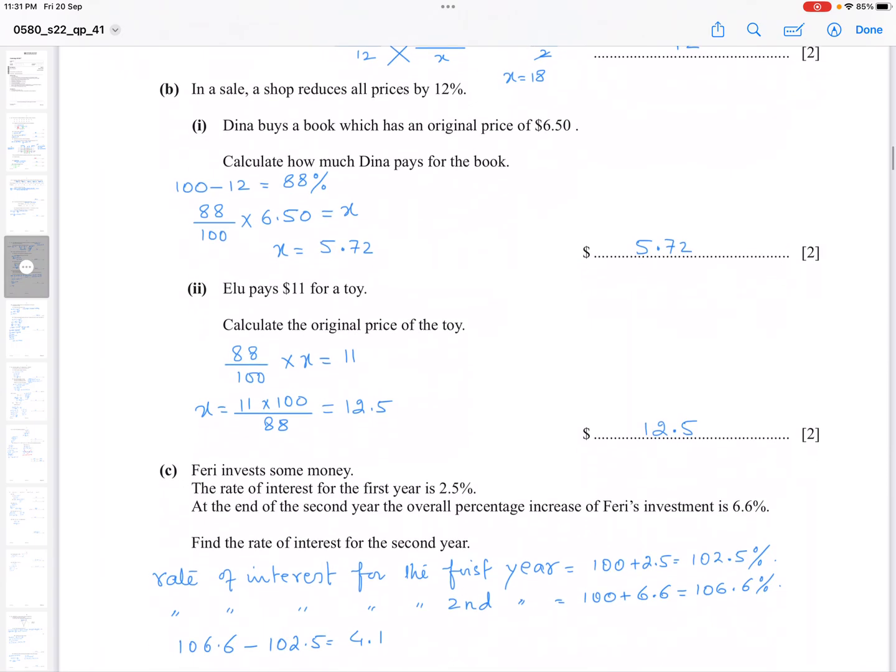In part 2, Ilu pays $11 for a toy. Calculate the original price of the toy. So 88% of x. Now here x becomes the original price, and that is equal to $11, which Ilu pays already. So from here make x the subject, so you get 12.5.